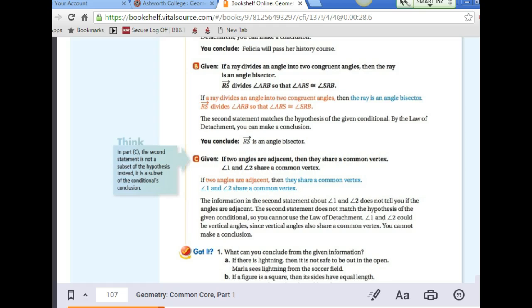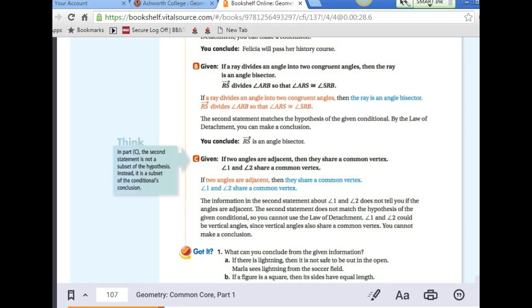Angle 1 and angle 2 share a common vertex. Okay. Now, I want you to see how they've color-coded this, because the second statement this time is matching the conclusion of the original statement. If two angles are adjacent, that's the hypothesis, then the blue part, then they share a common vertex. That's your conclusion. Statement 2 says 1 and 2 share a common vertex, so it's talking about B, or the conclusion, and not A, the hypothesis.